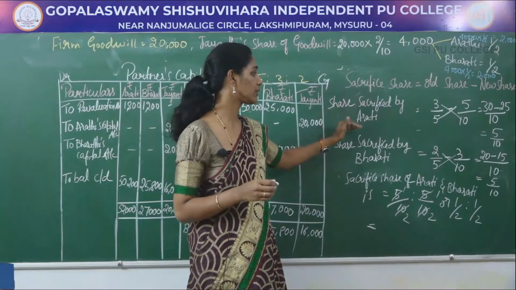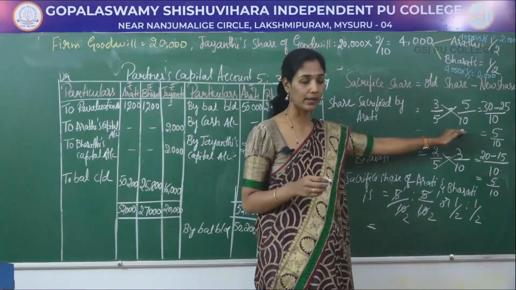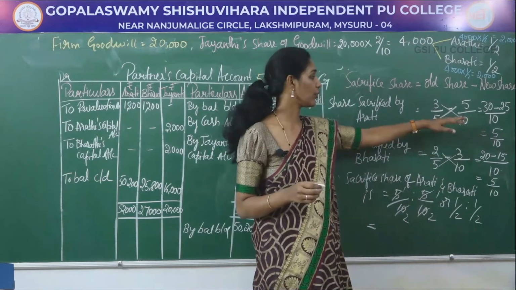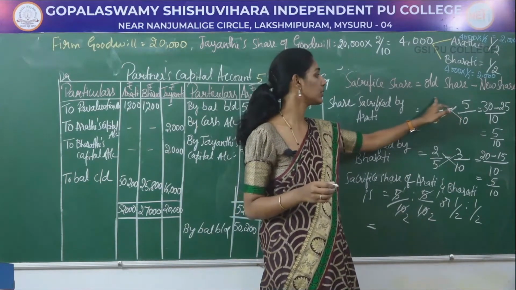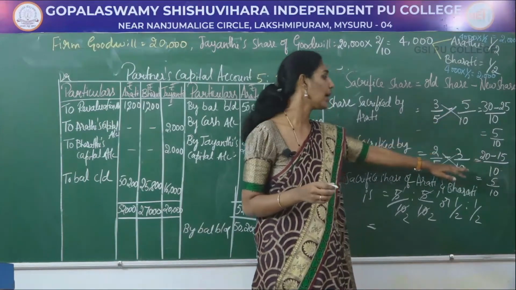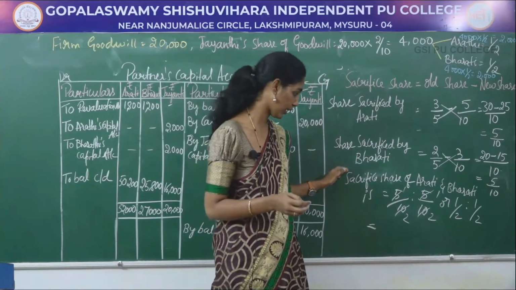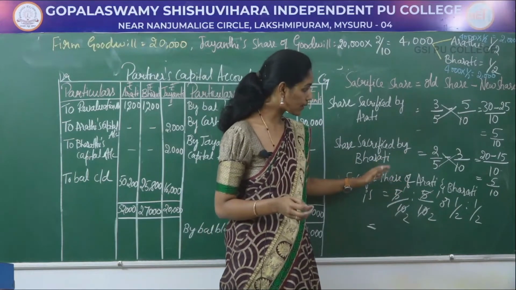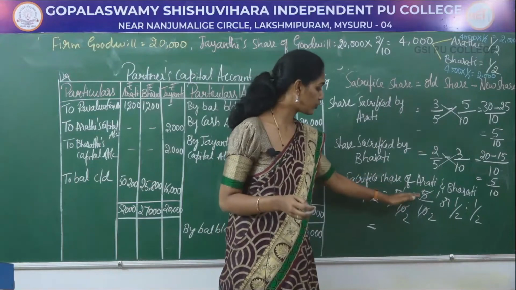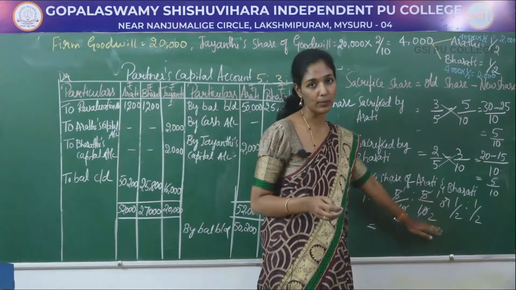So the share sacrificed by Arati, old share is 3/5 and new share is 5/10, and the LCM is 10, and you can cross multiply this. 10 3s are 30, 5 5s are 25. When you deduct, you will get 5/10, and follow the same method for calculating Bharati's sacrifice share. So both the partners get 5/10 and 5/10. You can simplify this share as 1/2 and 1/2.